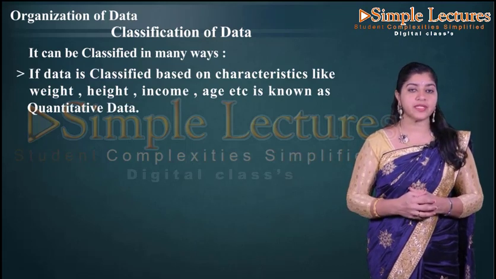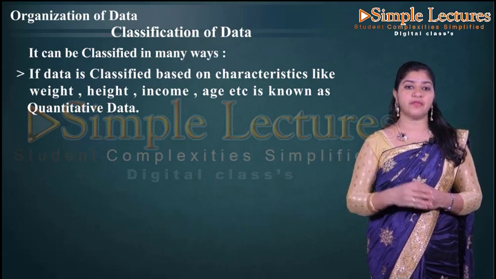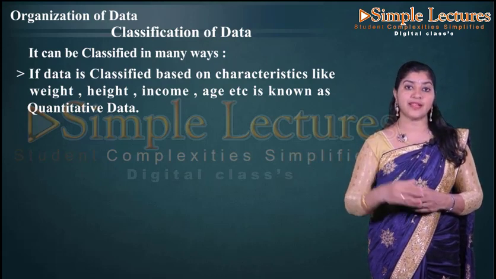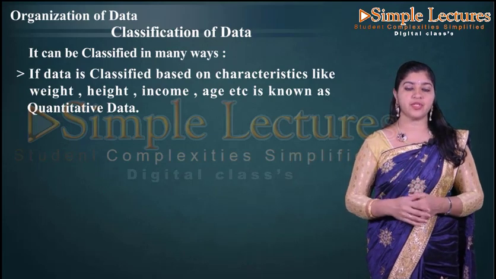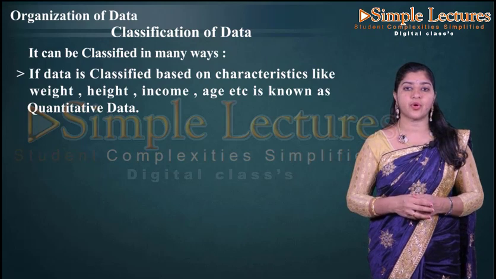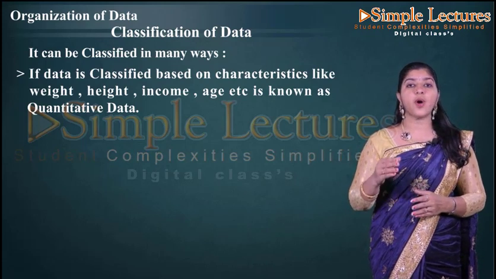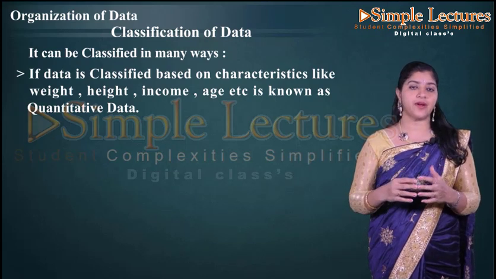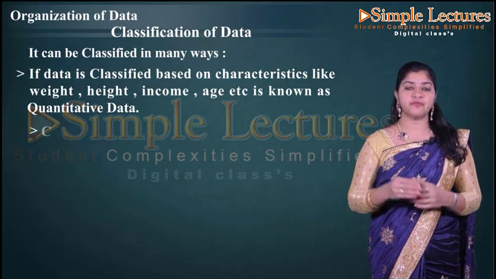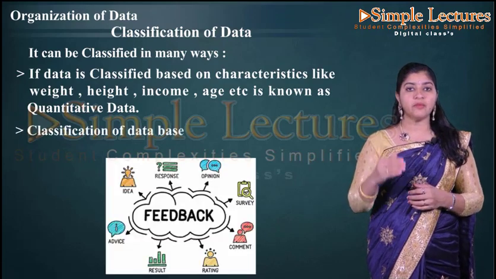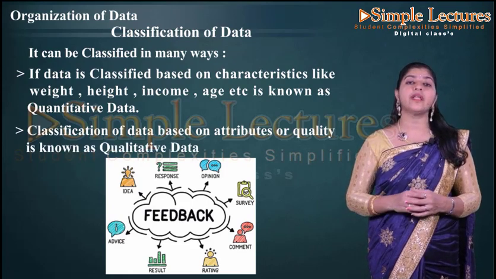What do you mean by quantitative way? We already learned it is measured in numbers. When we take the weight of a person, we can say 50 kilograms or 60 kilograms. Like that, numbers we can arrange. Such a classification is known as quantitative classification. And the last one is qualitative data, according to quality, or the other word for quality, attributes. So when we collect data on the basis of attributes or qualities, it is known as qualitative data.